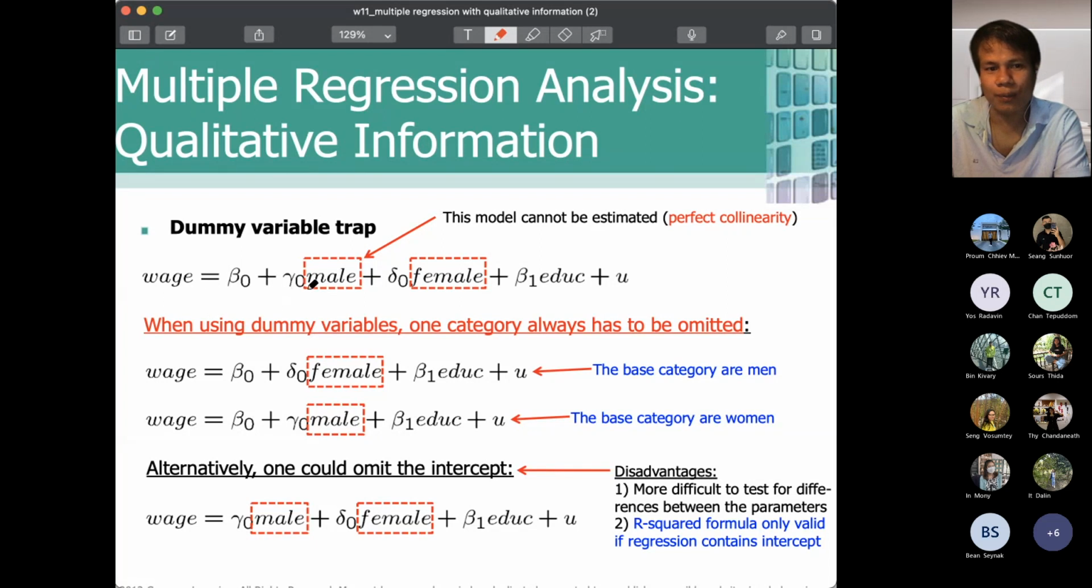Weight equals delta 0 plus male plus female plus education? You can't. That we call the dummy variable trap. If you include both male and female, the summation of these two will equal 1 for every observation. When it comes to Stata application, I will demonstrate it for you. If you include a variable with 2 categories, and you include 2 variables for that, 1 variable must be omitted because of perfect collinearity, right?